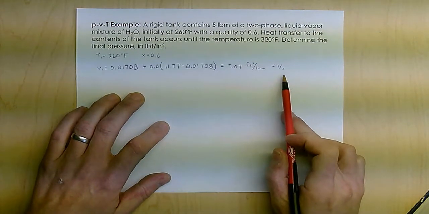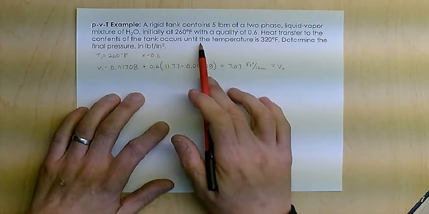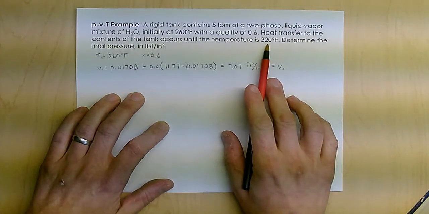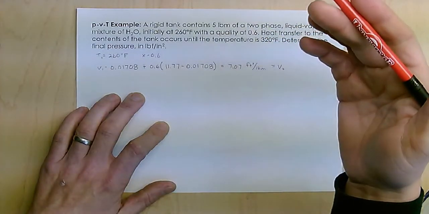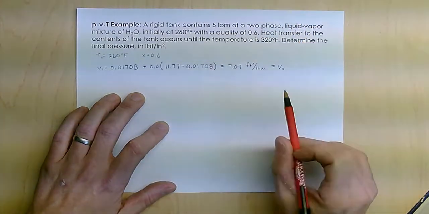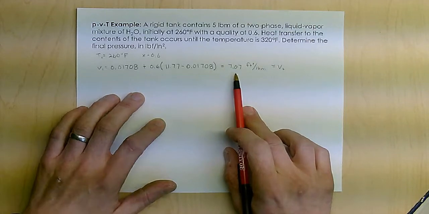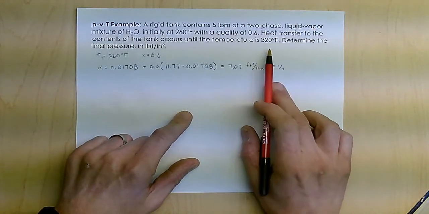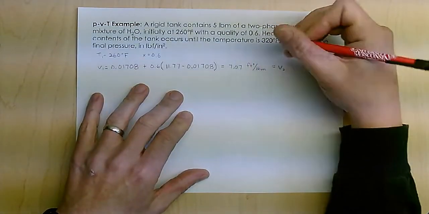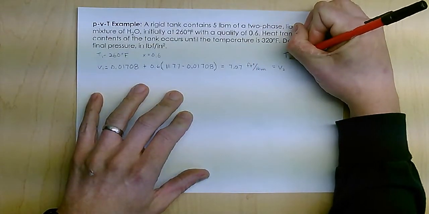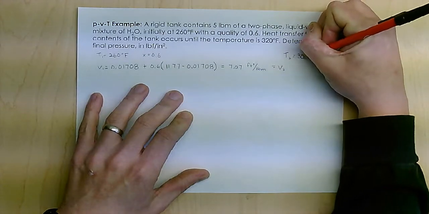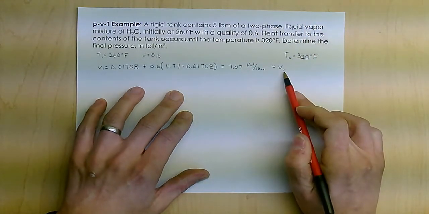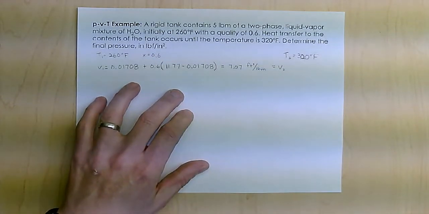Okay, so moving on, the contents reach 320 degrees Fahrenheit. So I've increased my temperature. My volume remains constant, so I have temperature and I have volume, where again T2 equals 320 degrees Fahrenheit. So now, using this temperature and this volume, I'm going to find that final pressure.